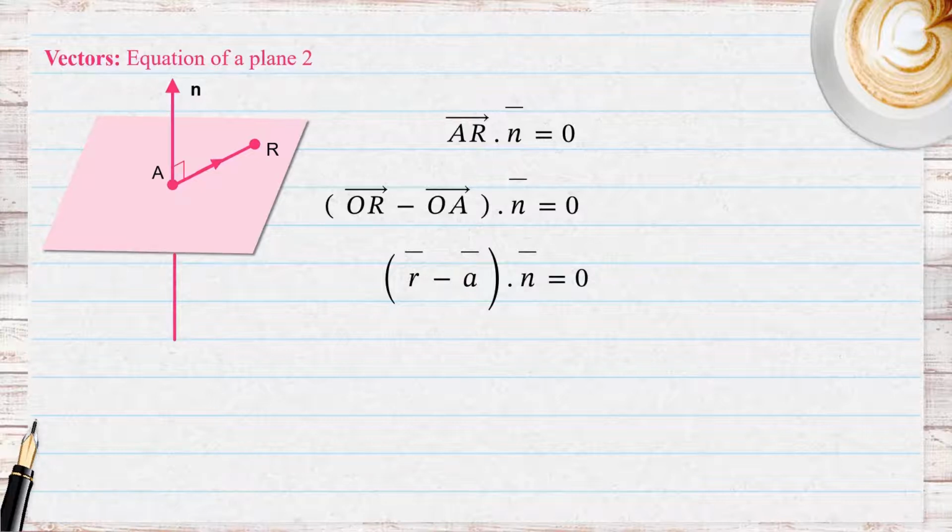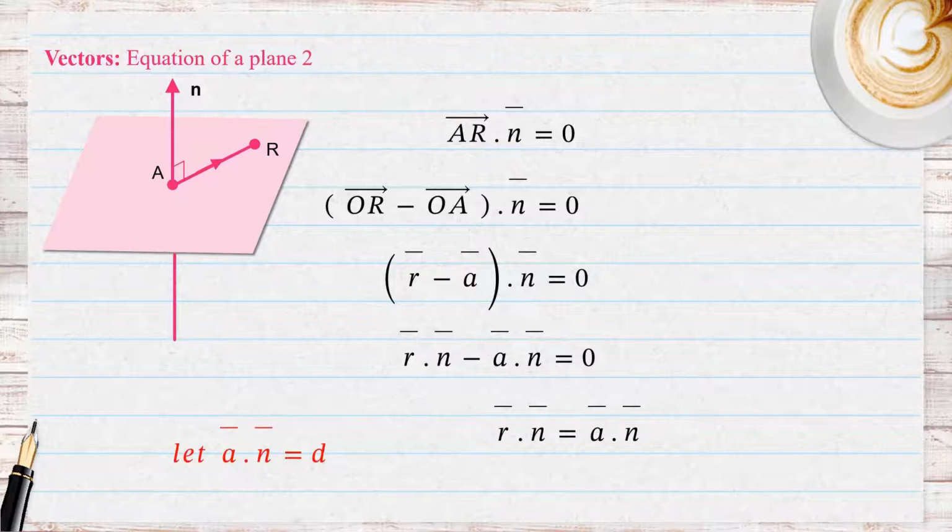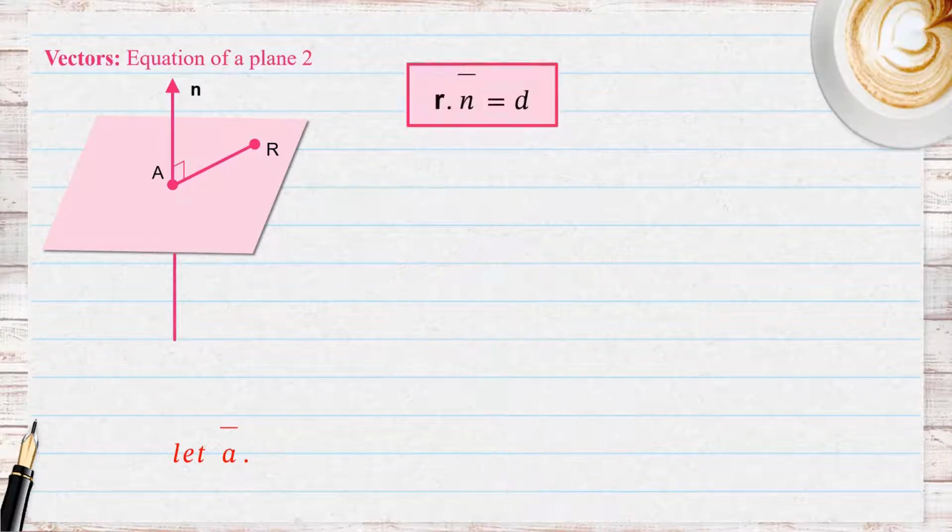Expanding the bracket, we get r · n − a · n = 0, which gives us r · n = a · n. Now, a · n is a constant, so let a · n be equal to a constant d. Eventually, we have r · n = d. Therefore, this form r · n = d is another form for the equation of a plane.